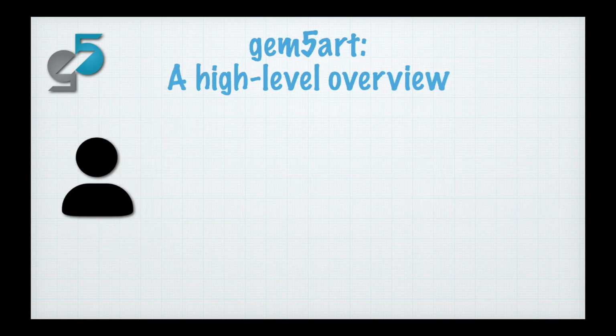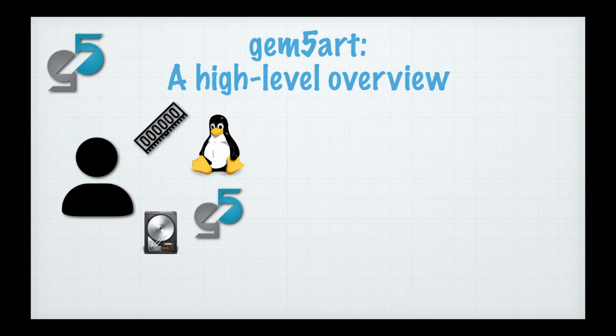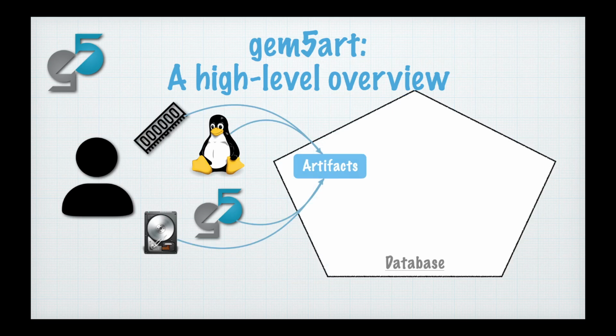As a high-level overview of gem5 art, a user will start with everything that they need for a particular run of gem5, such as a system configuration, a Linux kernel, a gem5 binary, and a disk image. To interact with gem5 art, they first register all these inputs as artifacts inside a MongoDB database.